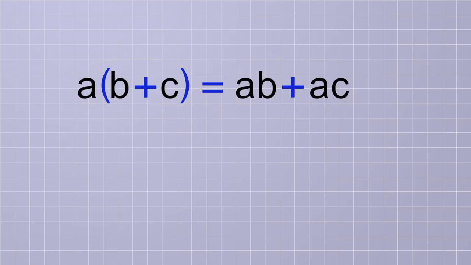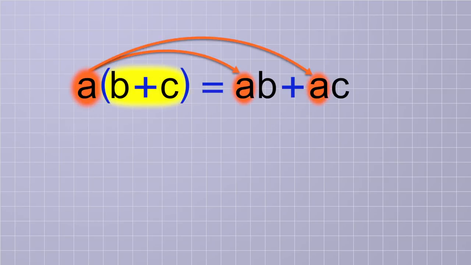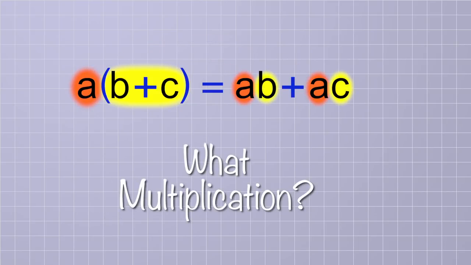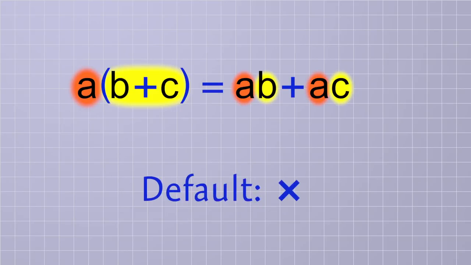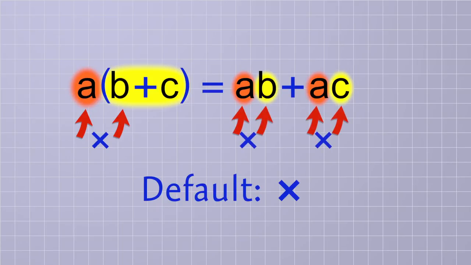In the first form, the factor a is being multiplied by the entire group. But in the second form, the factor a has been distributed, so it's being multiplied by each member of the group individually. And if you're looking at this thinking, what multiplication? Remember that multiplication is the default operation, which is why we don't have to show it in this pattern. Since the a is right next to the group, it means that it's being multiplied by the group. And on the other side, since the copies of the a are right next to the b and c, it means they're being multiplied also.